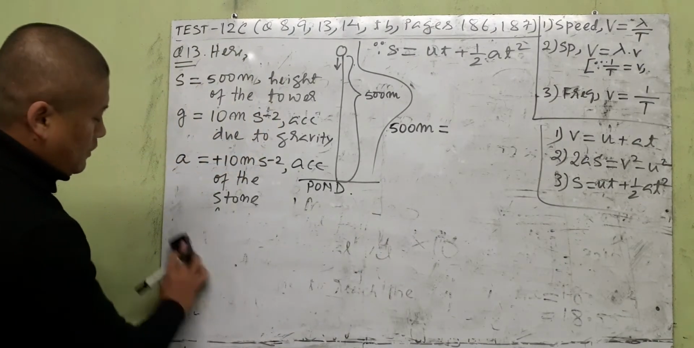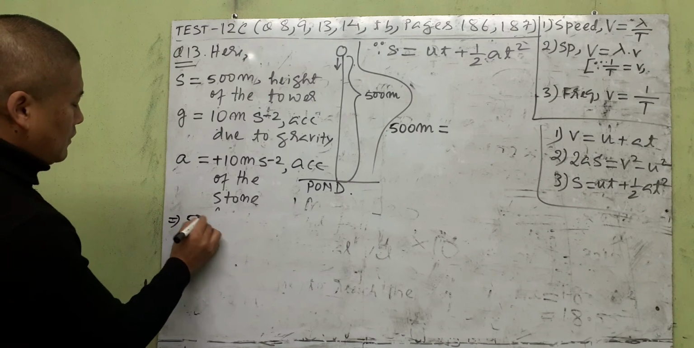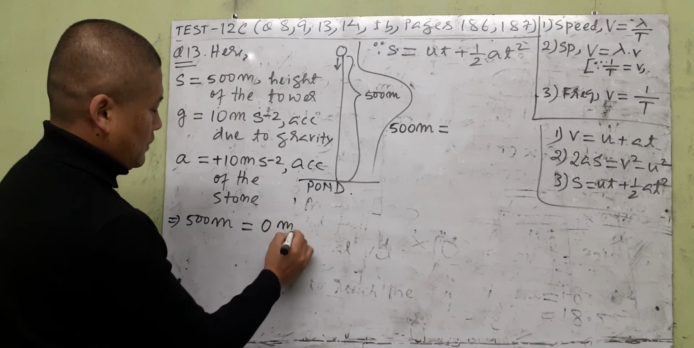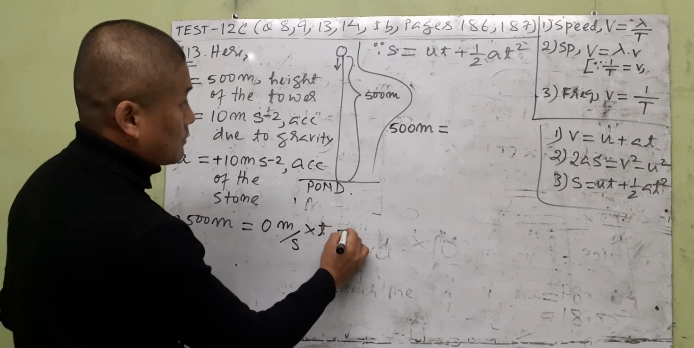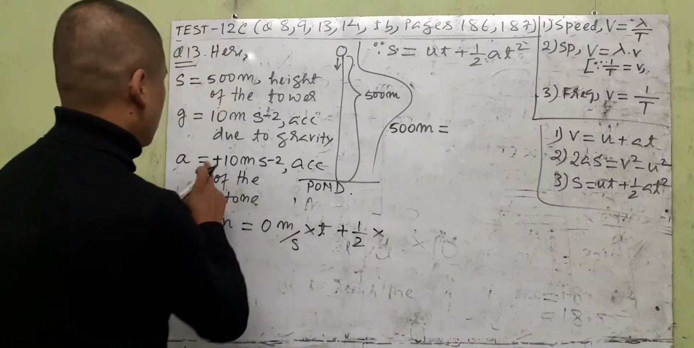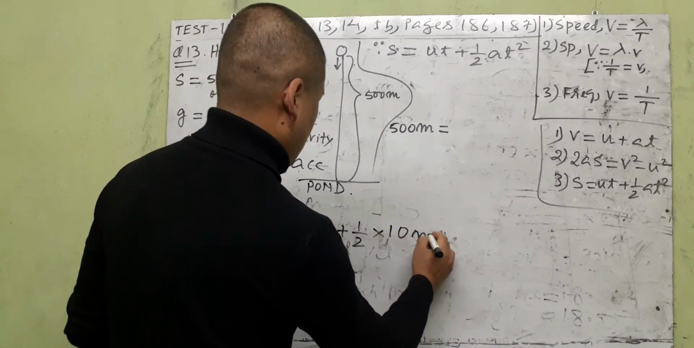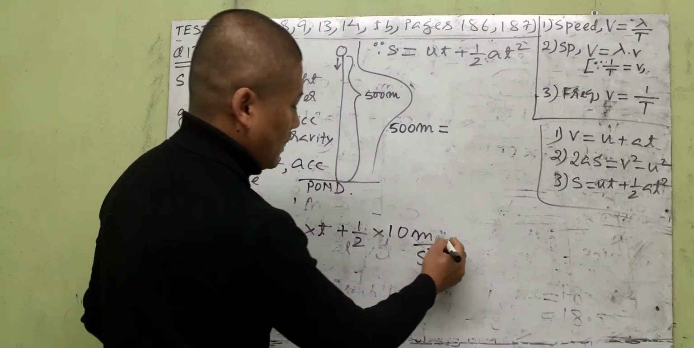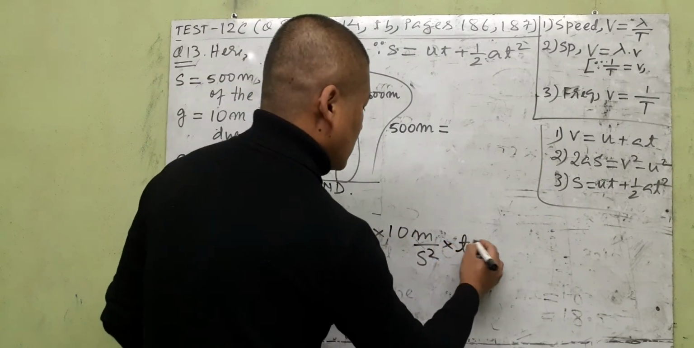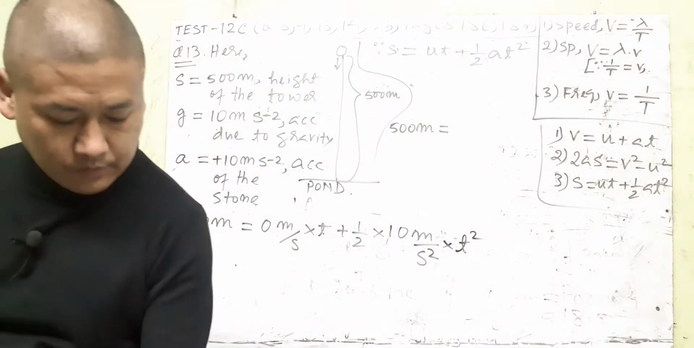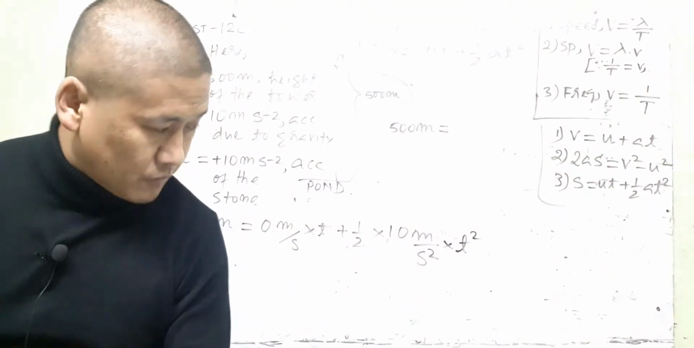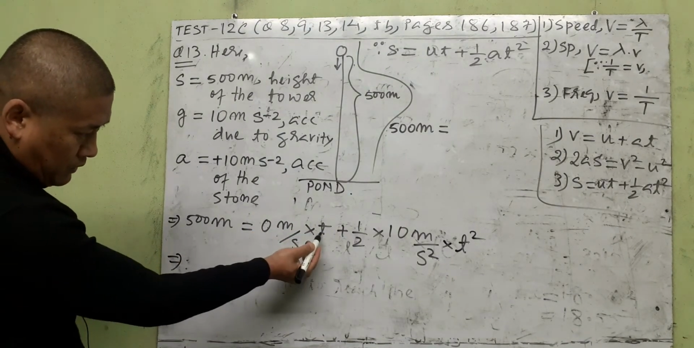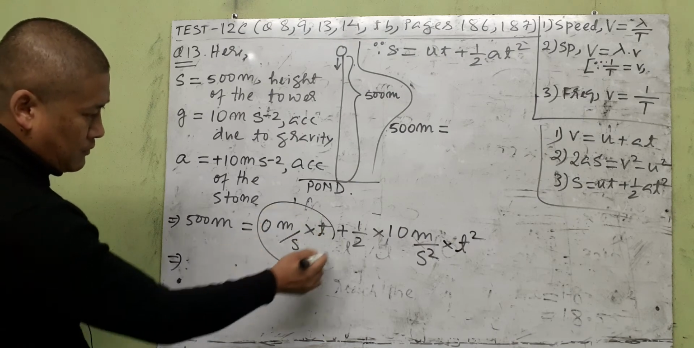So here, let's write that implies 500 meter for this s is equal to u is 0 meter per second into t. We don't know t yet, just put it there, half into acceleration here, 10, so 10 meter per second square. This minus 2 comes down, then plus 2, so the power becomes plus 2 into t square. Just keep it like that, t square. It's better to do it this way, because this 0 will cancel out this t. 0 multiplied by anything is 0, so this whole thing becomes 0 and disappears.